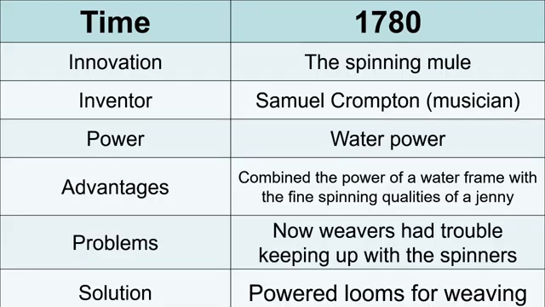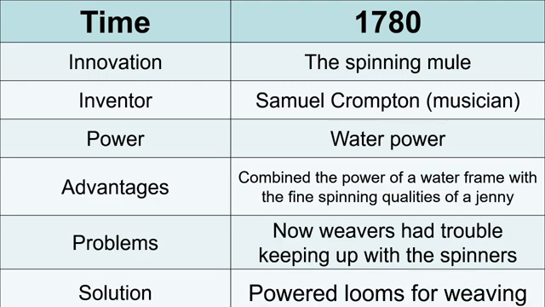In 1780, you had another innovation, the spinning mule. Its inventor was Samuel Crompton, not a trained engineer, but a musician by trade, and its power was also water power. But the spinning mule was a definite improvement on the water frame because it combined the power of a water frame with the fine spinning capabilities of a spinning jenny.